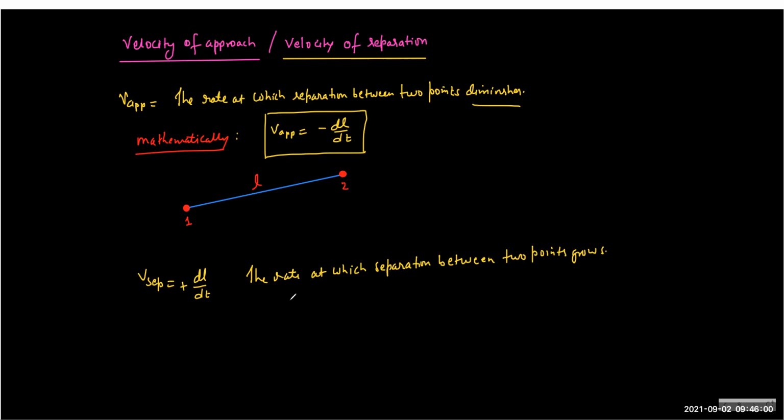So maybe we can do this also. So right now I'm saying that this is the definition. But the next step is, can we relate this V approach or V separation with the actual velocity of the particles? And if so, then how? So let's start to understand this concept.